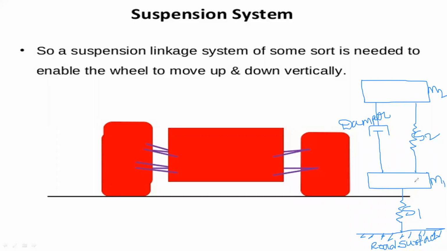You can see there is a spring S1. It represents the tires, which are in direct contact with the road surface. Next, block M1 represents the unsprung mass of the wheel and axle assembly. So the axle is connected to the wheel. That is a front axle or rear axle, any type of axle you can take. That is the unsprung mass M1.